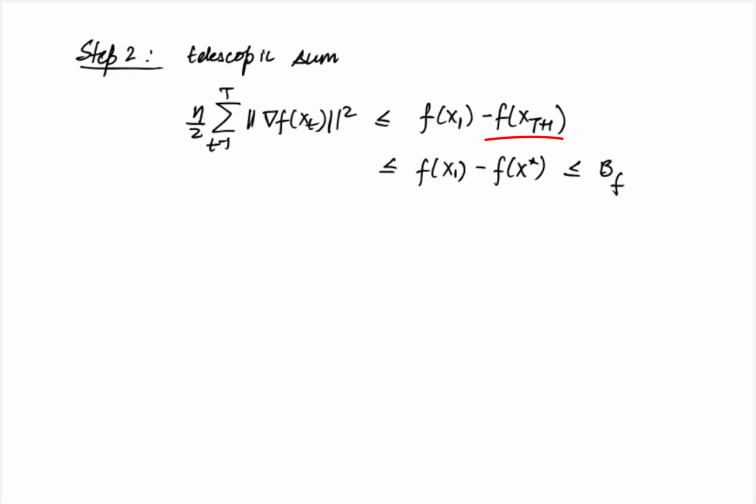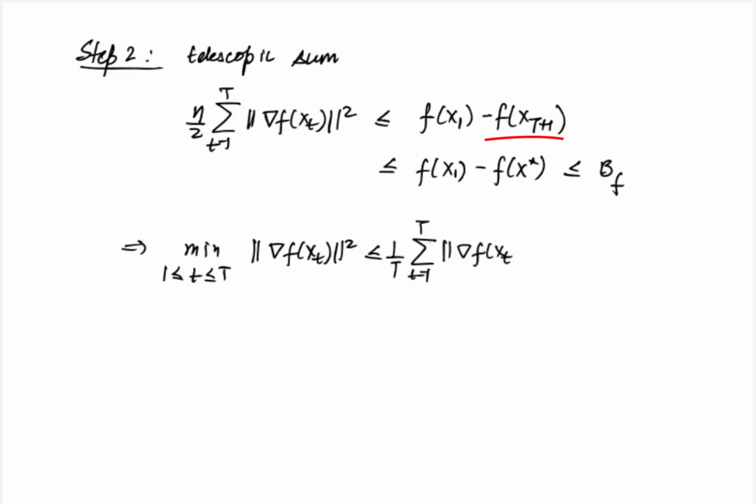Now unfortunately for the non-convex case, the gradient norm does not decrease monotonically, so we cannot replace the left hand side with the last term only. However, one implication of the bound is that the minimum value of the gradient norm squared is less than or equal to the average of the gradient norm squared, which is 1 over T times the summation from t equals 1 to T of norm squared of gradient f of x_t, which is less than or equal to 2 b_f by eta T.